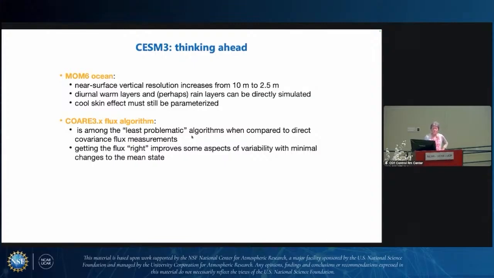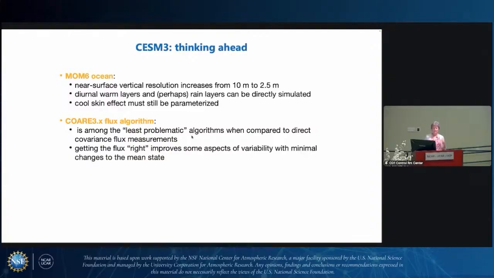When we go to the MOM6 ocean, the near surface vertical resolution will increase from a 10-meter depth in CESM2 to 2.5 meter depth in MOM6. This means that the diurnal warm layers and perhaps rain layers, which I haven't talked about here, can be directly simulated. The cool skin effects must still be parameterized.